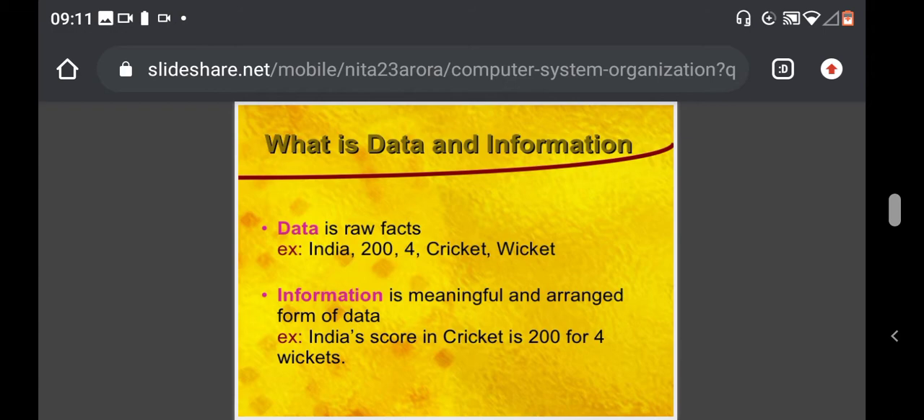So what is data and information? Data is actually raw facts. So example, India, 200, 4, cricket, wicket. Information, on the other hand, is meaningful and arranged form of data. These are organized data. Example, India's score in cricket is 200 for 4 wickets.